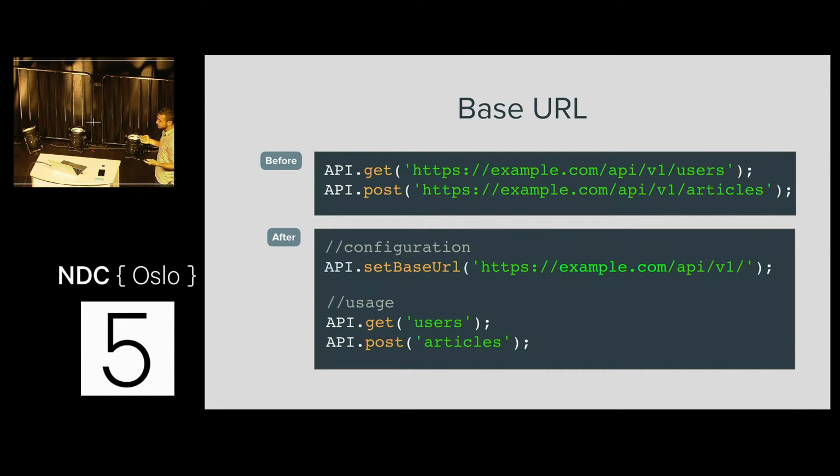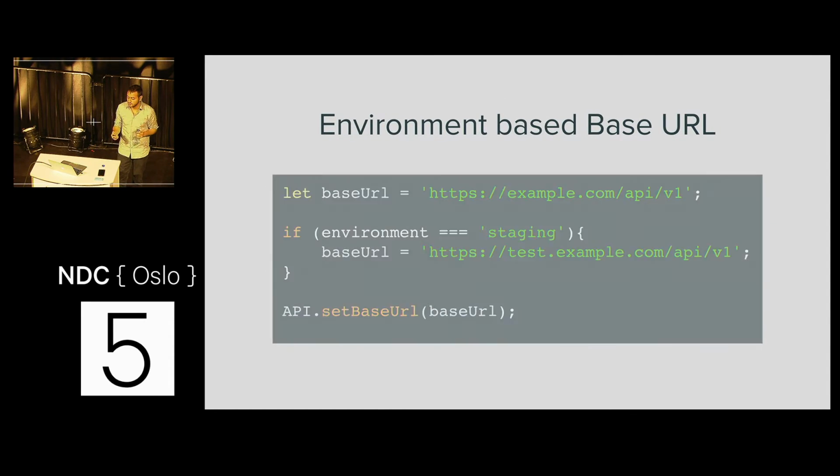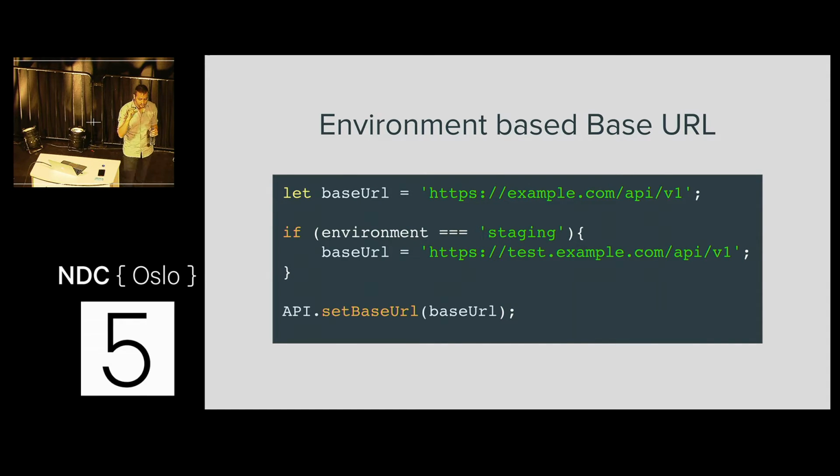And then in your code, you would just use it as api.get users, api.post articles. Has anyone been doing something similar with $http? OK, we're on the right track. And this allows for an environment-based base URL, which is also simple, but you can easily flip the environment variable and then change the base URL without adding some tooling. So if you're on staging, you can flip it. If you're on testing, you can flip it. And for all remaining cases, you're on production, so we need to use the production endpoint.